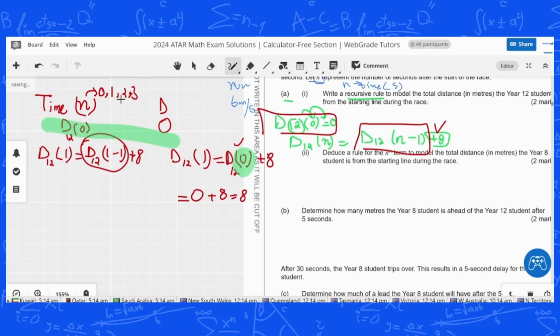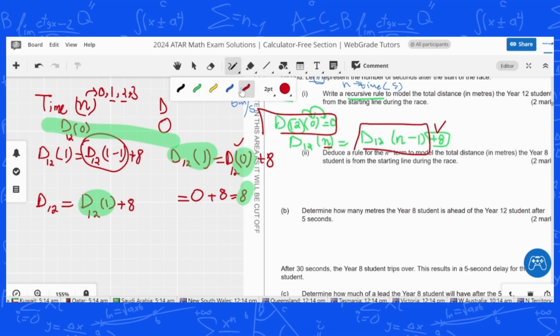Now the next term, for 2 seconds, so I can replace n by 2. Here's the n. So D12 of 2 is equal to D12 of 2 minus 1, which is 1, plus 8. Now you can observe that we already get the value of D12 of 1, that is 8 here. We can replace this one by 8 and then plus 8. So you can just write it as 8 plus 8, that is equal to 16.